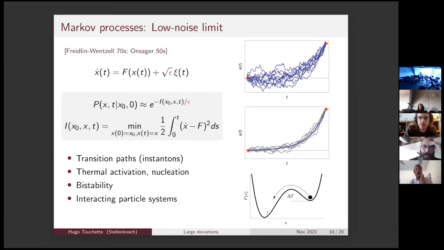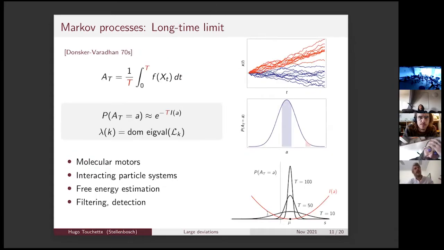Here you have a low noise limit. What's closer to the idea of taking sums of random variables is to do large deviations for Markov processes in the long time limit. Here you can take, for instance, a Markov chain in discrete time, and then you can look at a sample mean for the states of the Markov chain. Or you could look at a process which is continuous in time, and then you look at the fluctuations of the sample mean, but the sample mean now being an integral in time of the process.